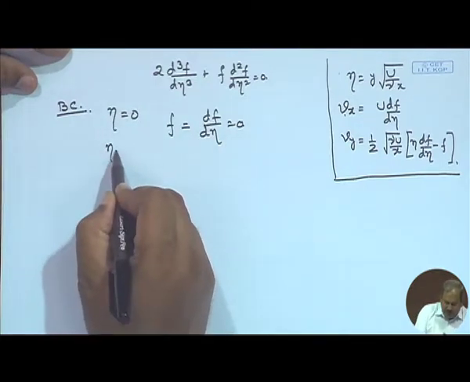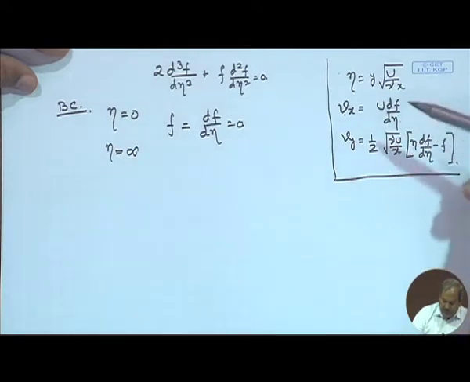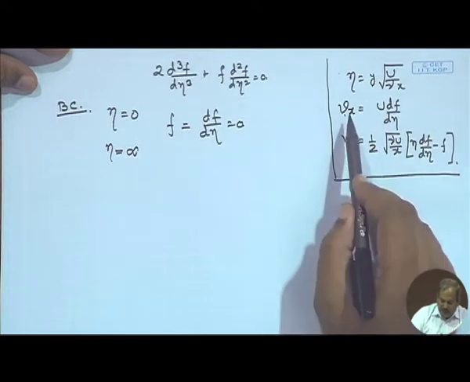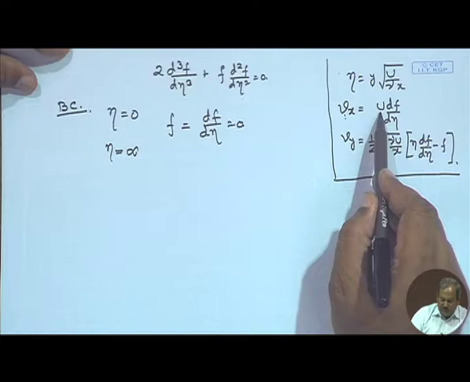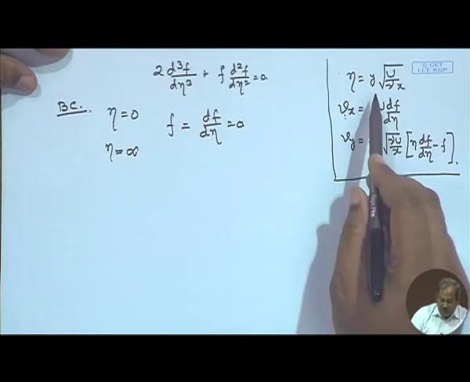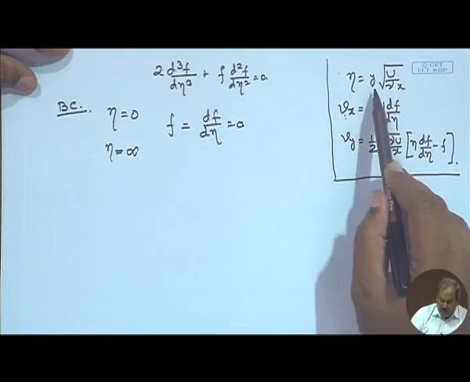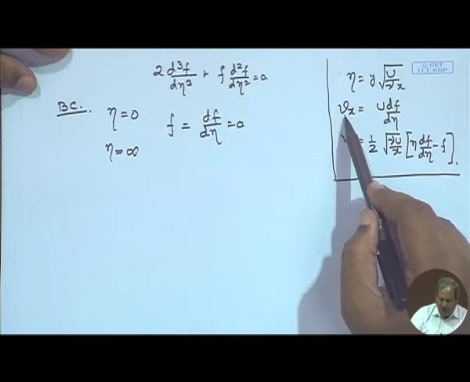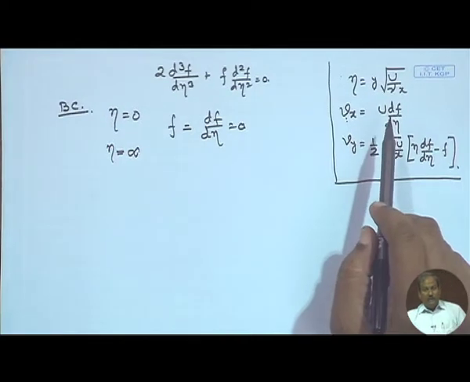And the other boundary condition, when eta is infinity, that means y is very large, and when y is very large, Vx approaches or becomes equal to u. So at a point when eta tends to infinity, which physically represents a point far from the solid plate, the velocity of the fluid at that point would simply be equal to the free stream velocity.